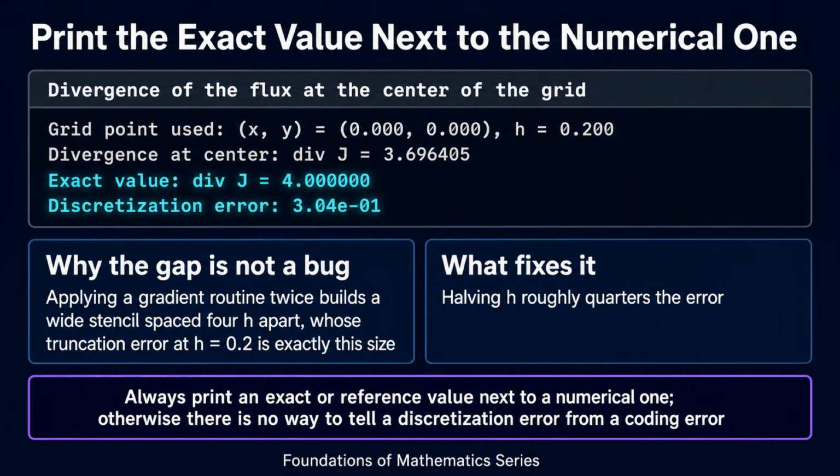That gap is not a bug. Applying a numerical gradient routine twice builds a wide second difference stencil spaced 4h apart, and its truncation error at this spacing is exactly this size. Halving h roughly quarters the error. The habit the source draws from this is the important part. Always print an exact or reference value next to a numerical one. Otherwise, there is no way to tell a discretization error from a coding error.